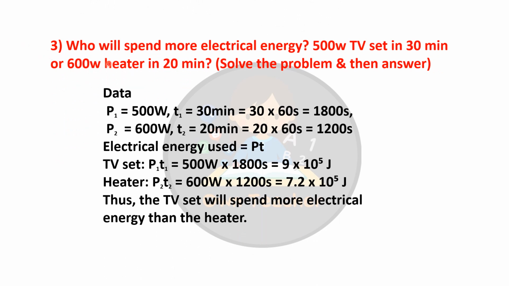Number 3. Who will spend more electrical energy: a 500 watt TV set in 30 minutes or a 600 watt heater in 20 minutes? So we will take P1 as the TV set and P2 as the heater. We have data: P1 is equal to 500 watt and the time is given as 30 minutes.